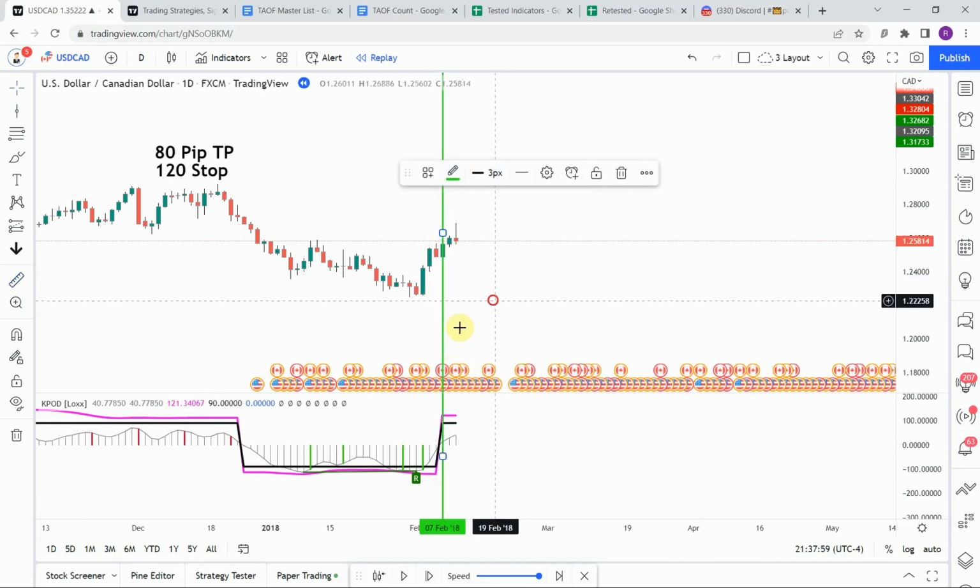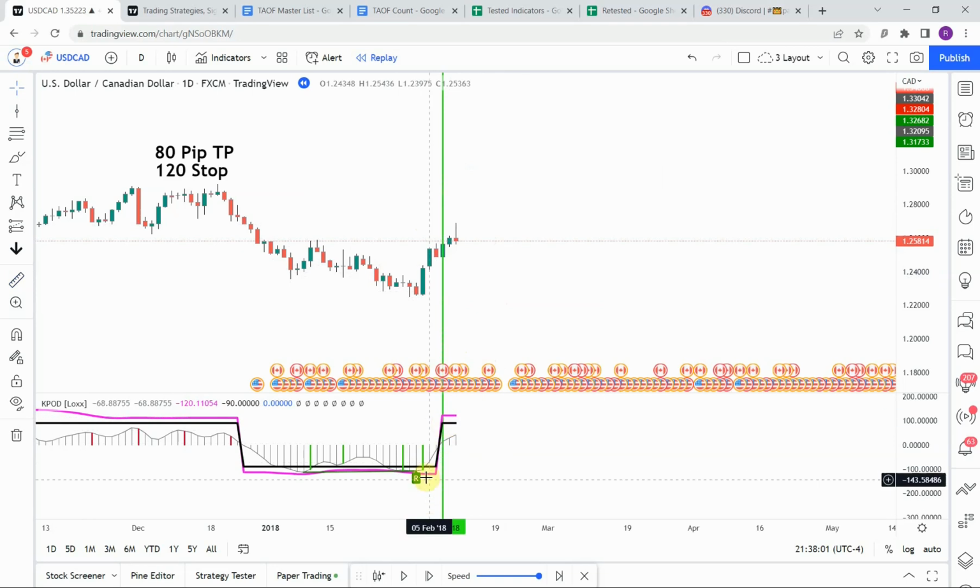Alright, so the first signal that we pick up is a long signal. You can see that we get that cross there of that oscillating line above the 0. And as it does, the two lines here, the black and purple, also cross up above the 0. That is a long, and we get a push to the upside there. And it is enough to get us to our take profit. Let's go ahead and continue on.